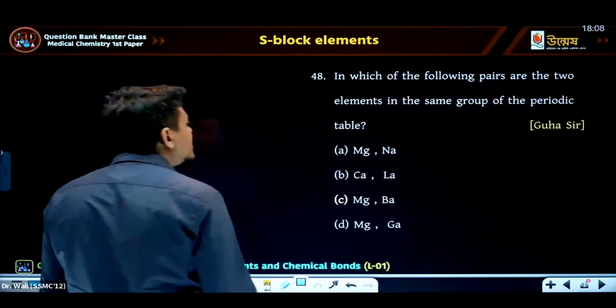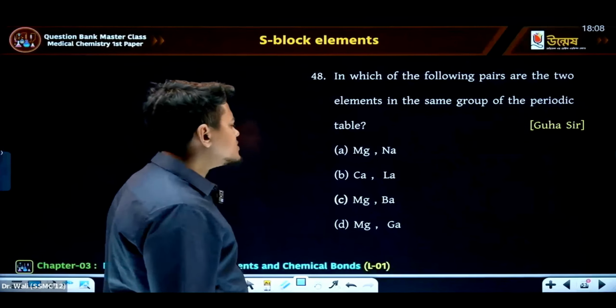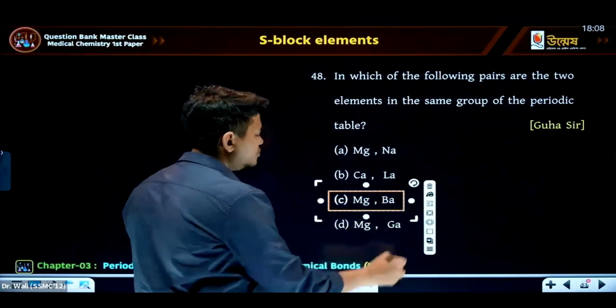In which of the following pairs are the two elements in the same group of the periodic table? Two elements of the same group: magnesium, barium. These are the two elements in the same group.